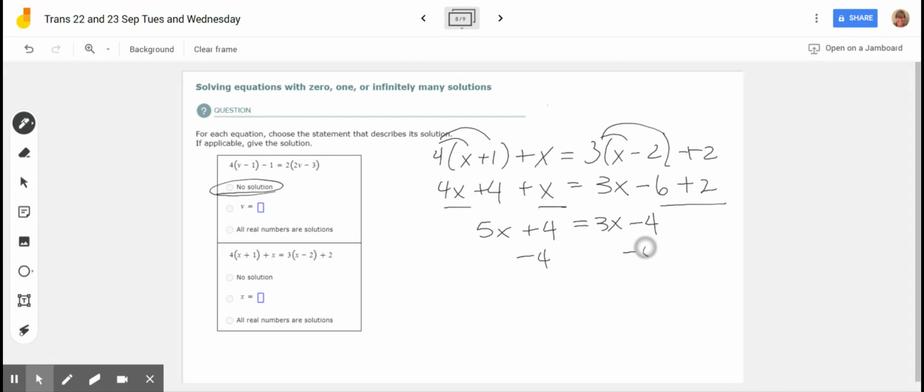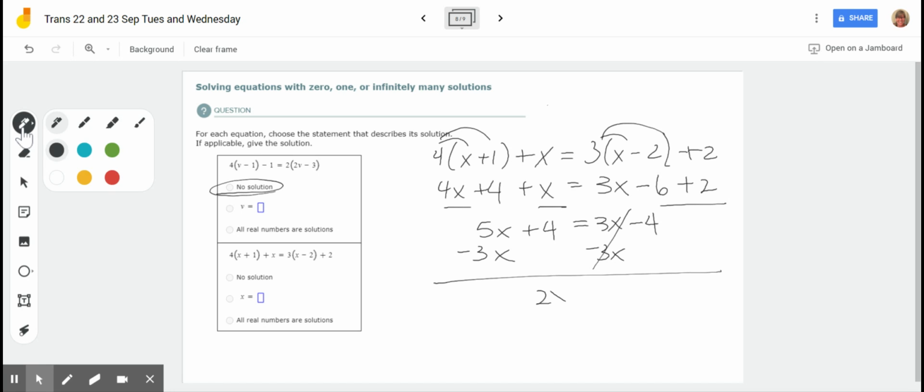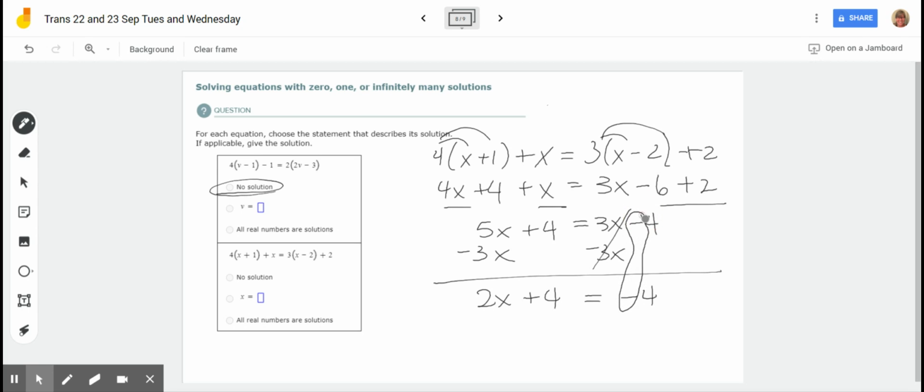Subtract 4. Actually, you know what? You can do that, that wasn't wrong, but I'm going to go ahead and do it this way. This time, look, we're subtracting, and the variable didn't disappear. 2x plus 4 equals negative 4. Do not forget to bring down the negative. See that? Carry it along. And now we're going to subtract 4.